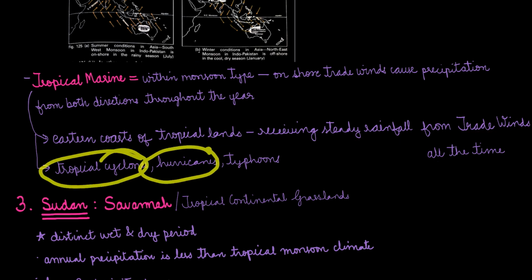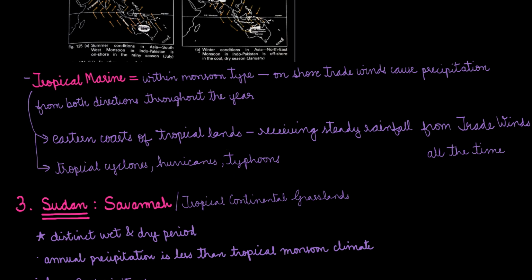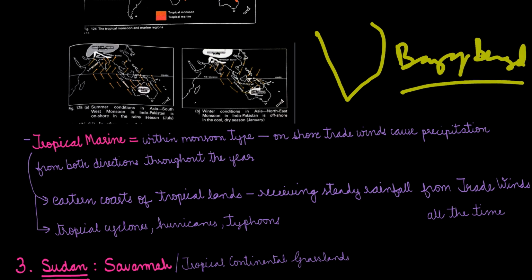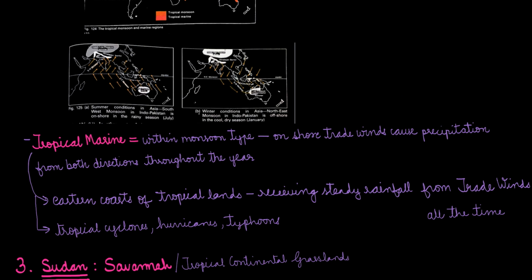Tropical cyclones, hurricanes and typhoons are a common feature in the tropical marine climates, because the eastern coast of these tropical lands receives steady rainfall from the trade winds all the time. You can see in India, the Bay of Bengal region is so prone to these cyclones.